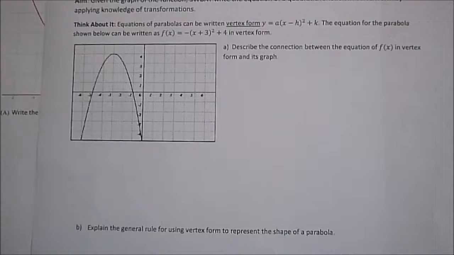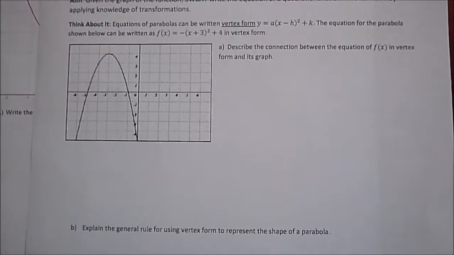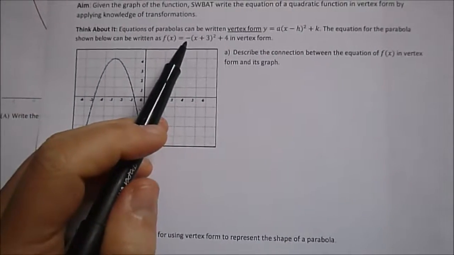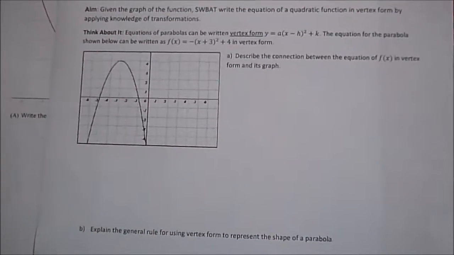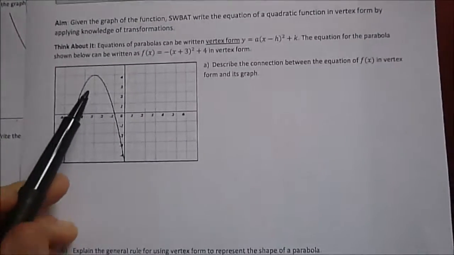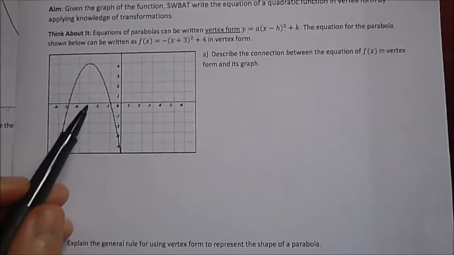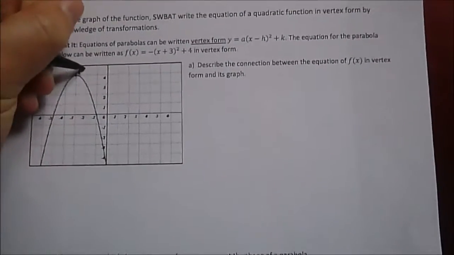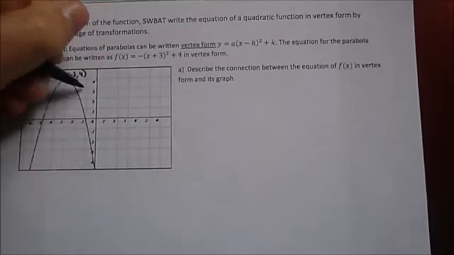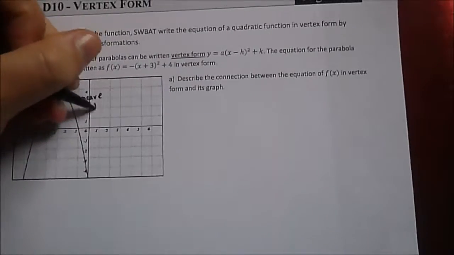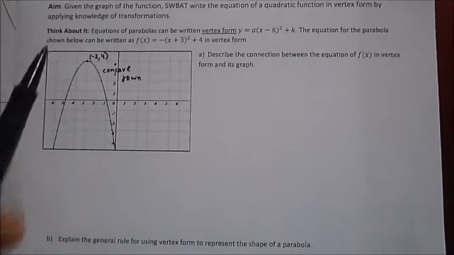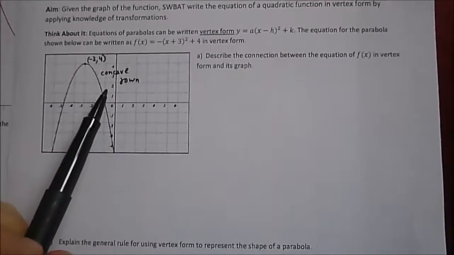The first question in the Think About It shows us the equation of a parabola written in vertex form. We see this parabola right here, negative (x plus 3) squared plus 4, shown to us in vertex form. That matches the graph that we see over here to the left. So notice that the vertex of this graph is at (negative 3, 4), and we can see that the graph is concave down. It's opening downwards. So how does this connect the equation to the graph?